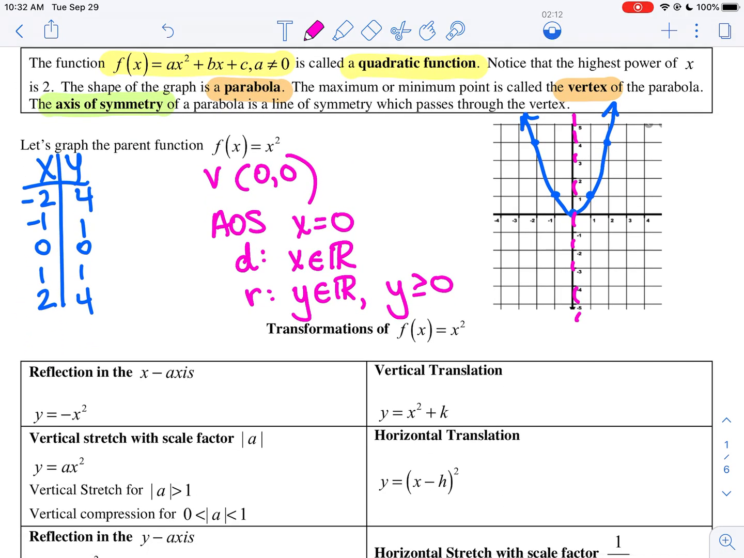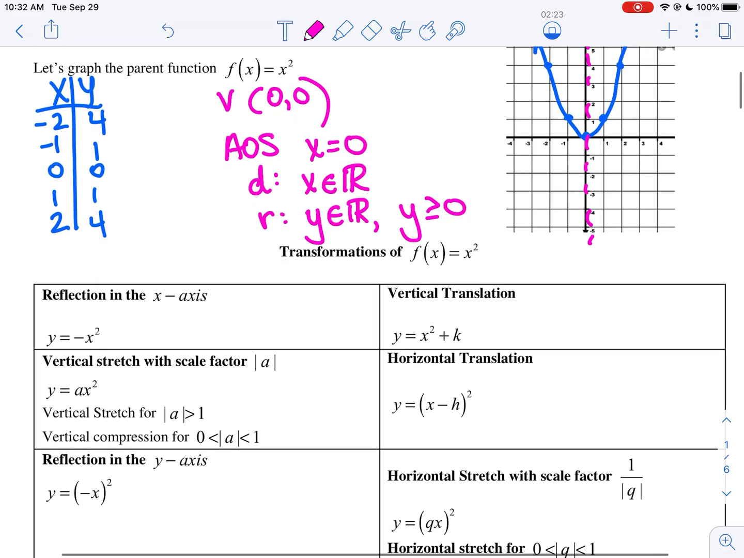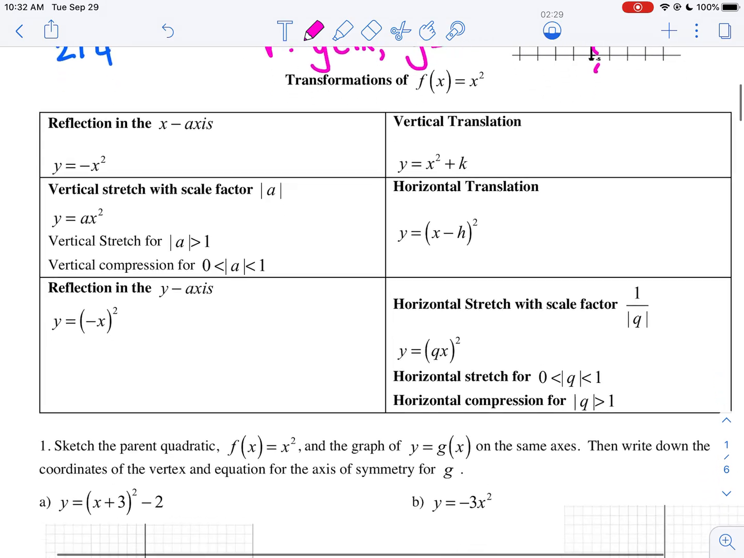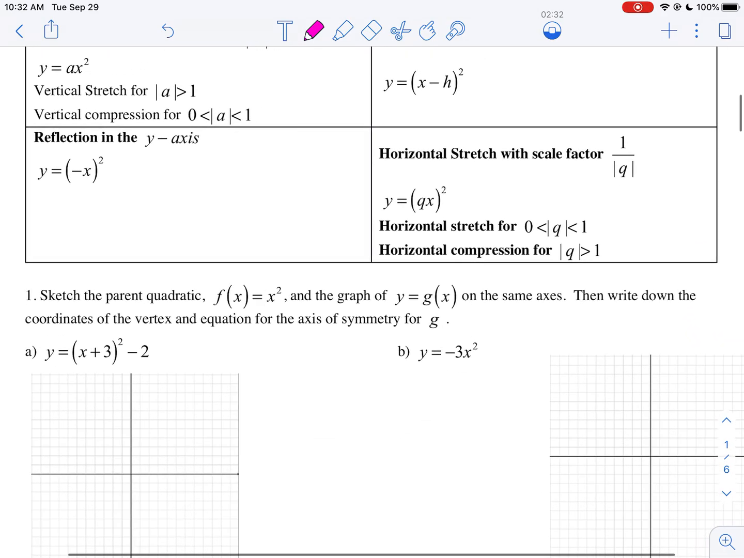All right, so here are your transformations. You have reflections. That's if there's a negative in front of x squared. Up and down is y equals x squared plus k. You have a vertical stretch or a compression. Left and right is the horizontal translation. All right, so let's just get to work here.